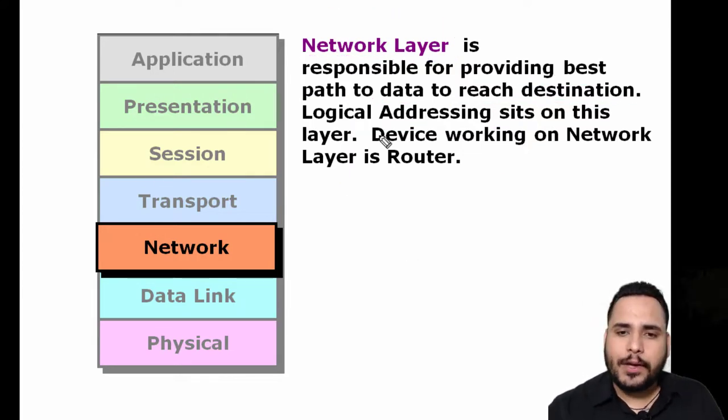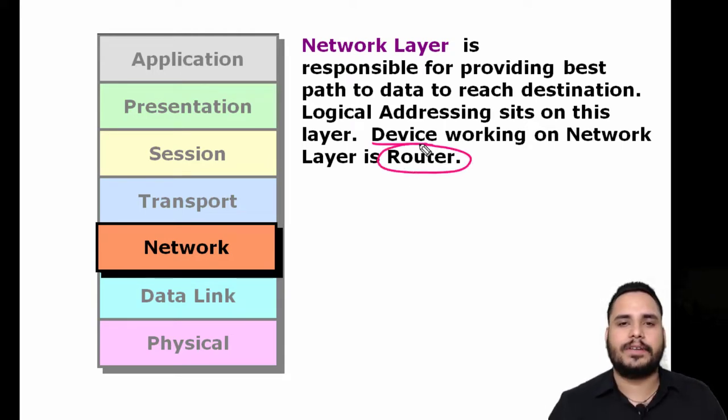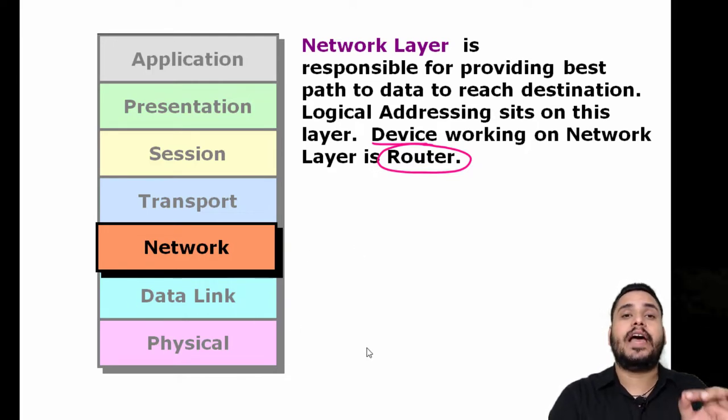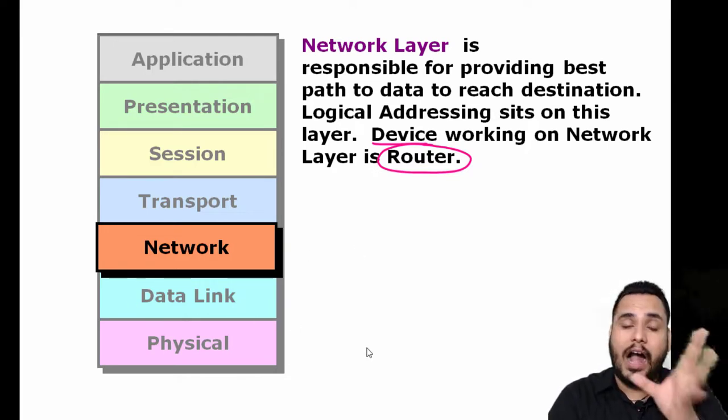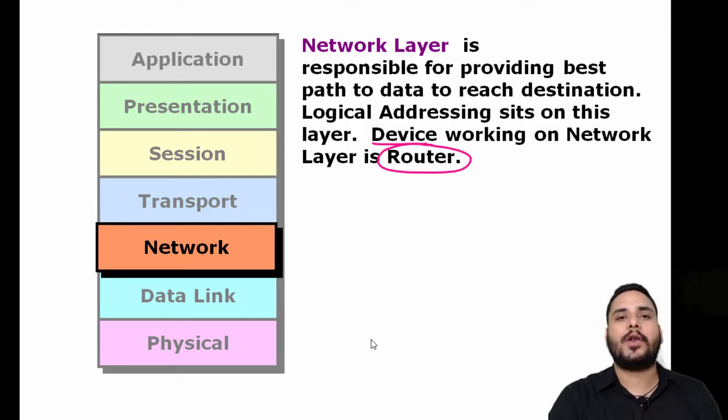So at the network layer, the device working is a router. A router is a hardware device. That's why I told you before that at the network, data link and physical layers, we have direct communication with hardware devices. That's why these are known as lower layers and hardware layers. A router is basically a device used to define the route from one network to another network.